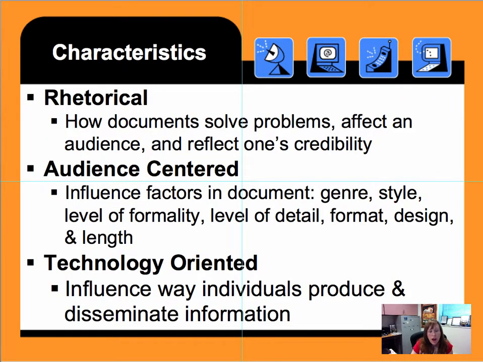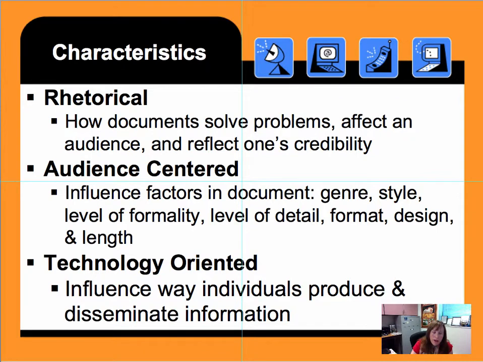Technical and professional documents share and incorporate certain characteristics, and the next slides outline each characteristic and why you should produce documents with these characteristics. For rhetorical, your technical and professional documents help readers solve problems and compel them to act. They can be compelled to buy a product, put together an item, or even submit a proposal for a project.